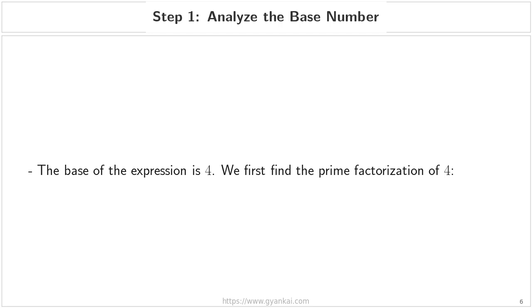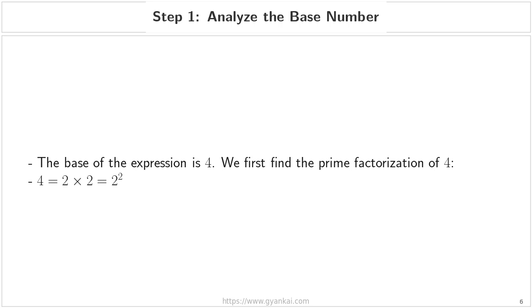To begin our investigation, we first need to find the prime factorization of 4. As you know, we are looking for the prime building blocks that make up this number. When we break it down, 4 is equal to 2 times 2, which we can write more concisely in exponential form as 2 to the power of 2.